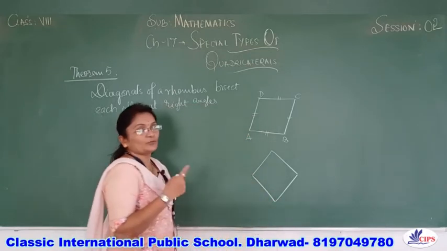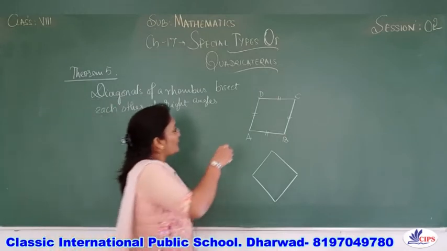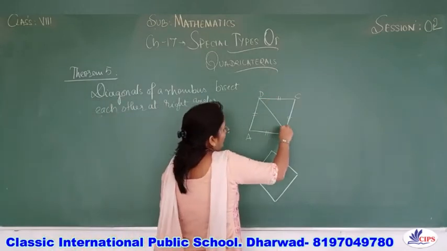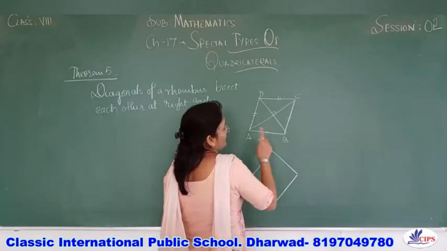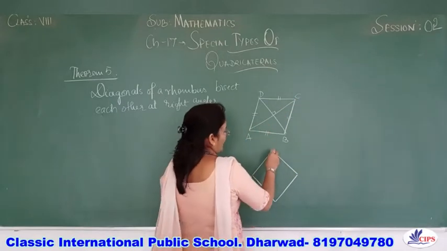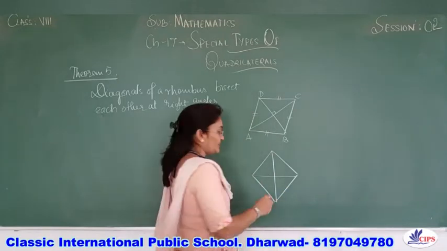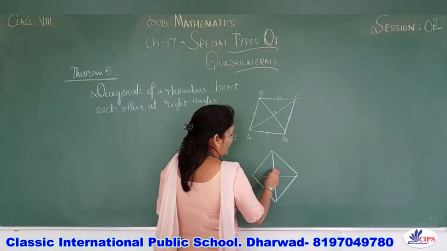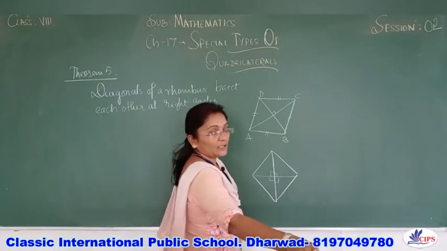Now what we need to prove here: diagonals of a rhombus bisect each other at right angles. So when we draw diagonals in the rhombus ABCD, they have to meet at right angles, they have told. So if you don't understand like that, see here, I am drawing here. See, can you see? By this you come to know that the diagonals are meeting at right angles, but how do we prove it? So let's start the proof.